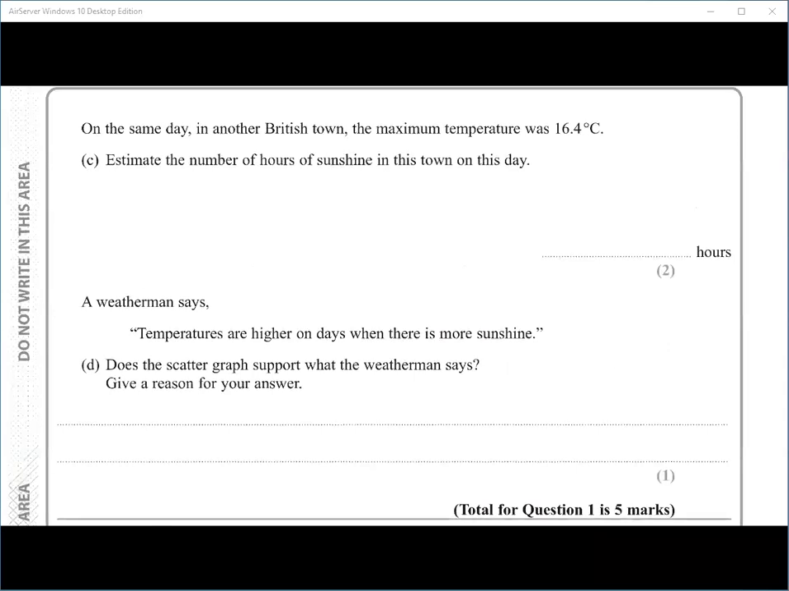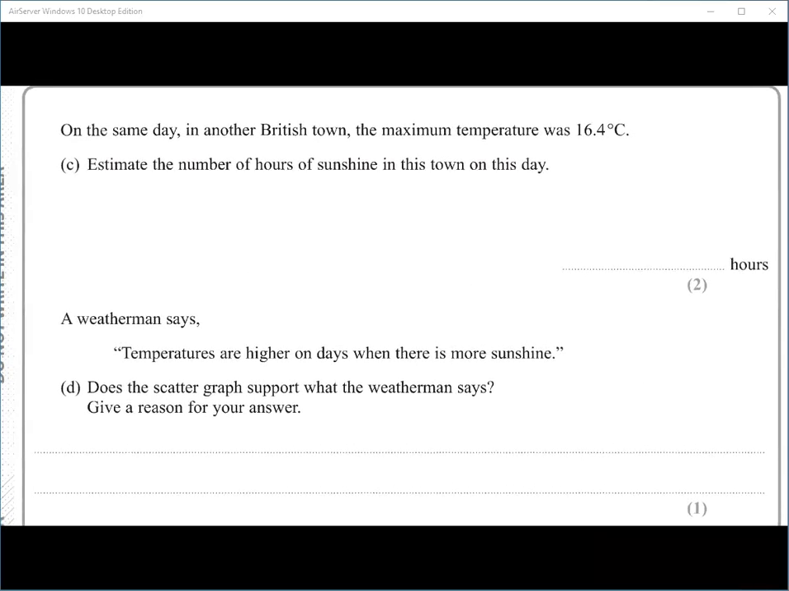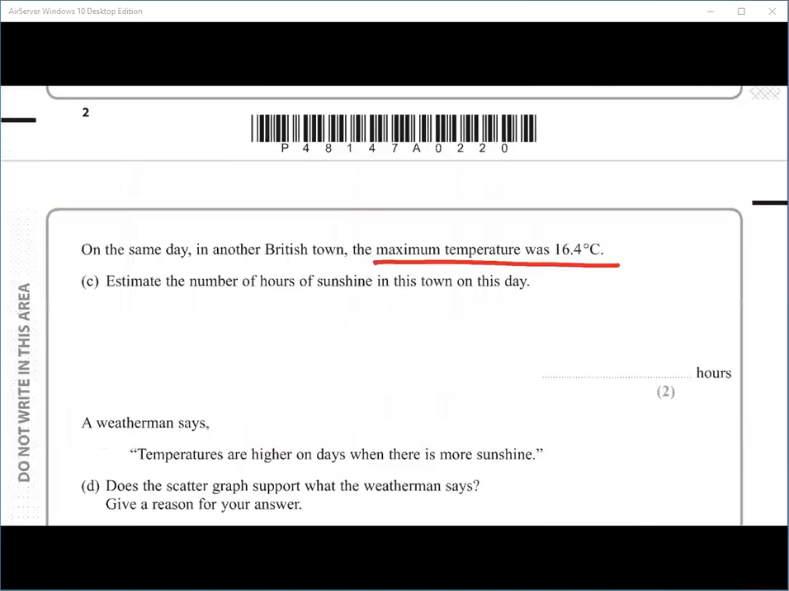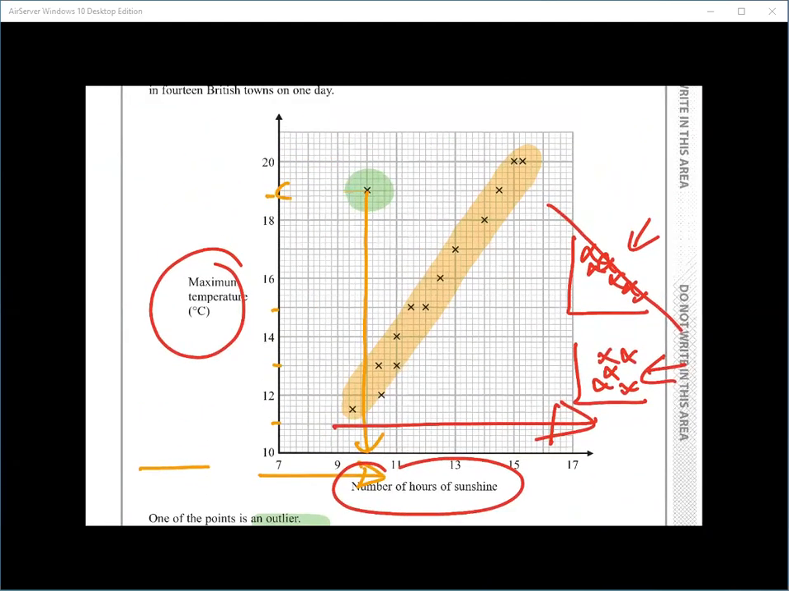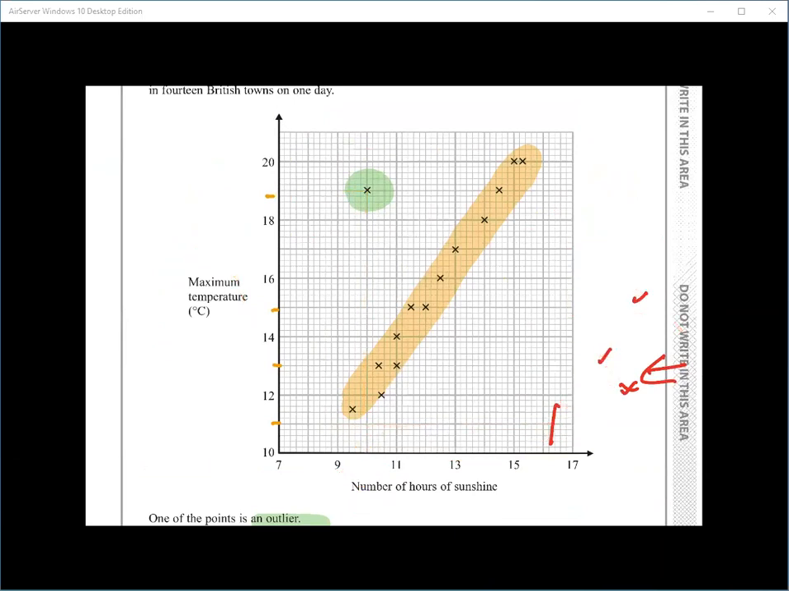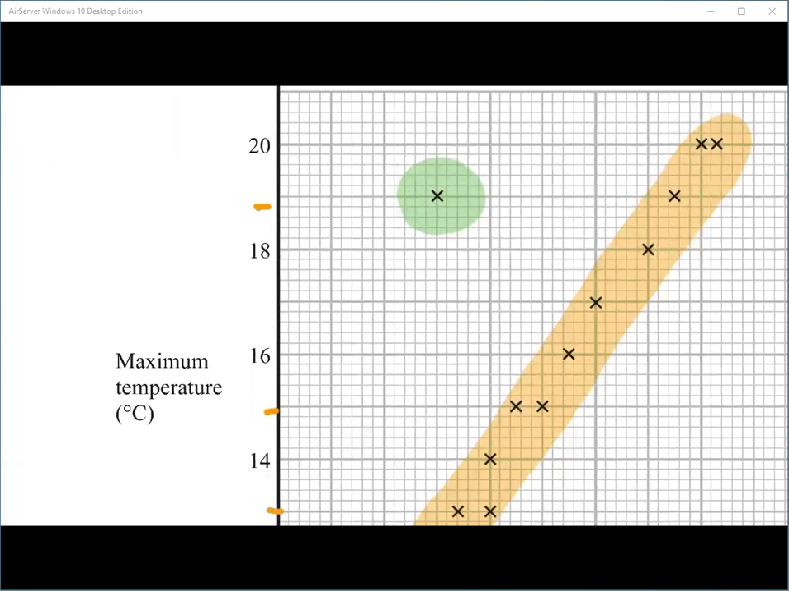Okay, Salia, finish the question. On the same day in another British town, the maximum temperature was 16.4 degrees Celsius. Estimate the number of hours of sunshine in this town. So we have to look at the maximum temperature, 16.4. Let me get rid of all these extra lines because that's going to just confuse things. Okay, so it says 16.4. So 16.4 will be somewhere along here. 16, that's 17. So 16.2, 16.4 is along there.